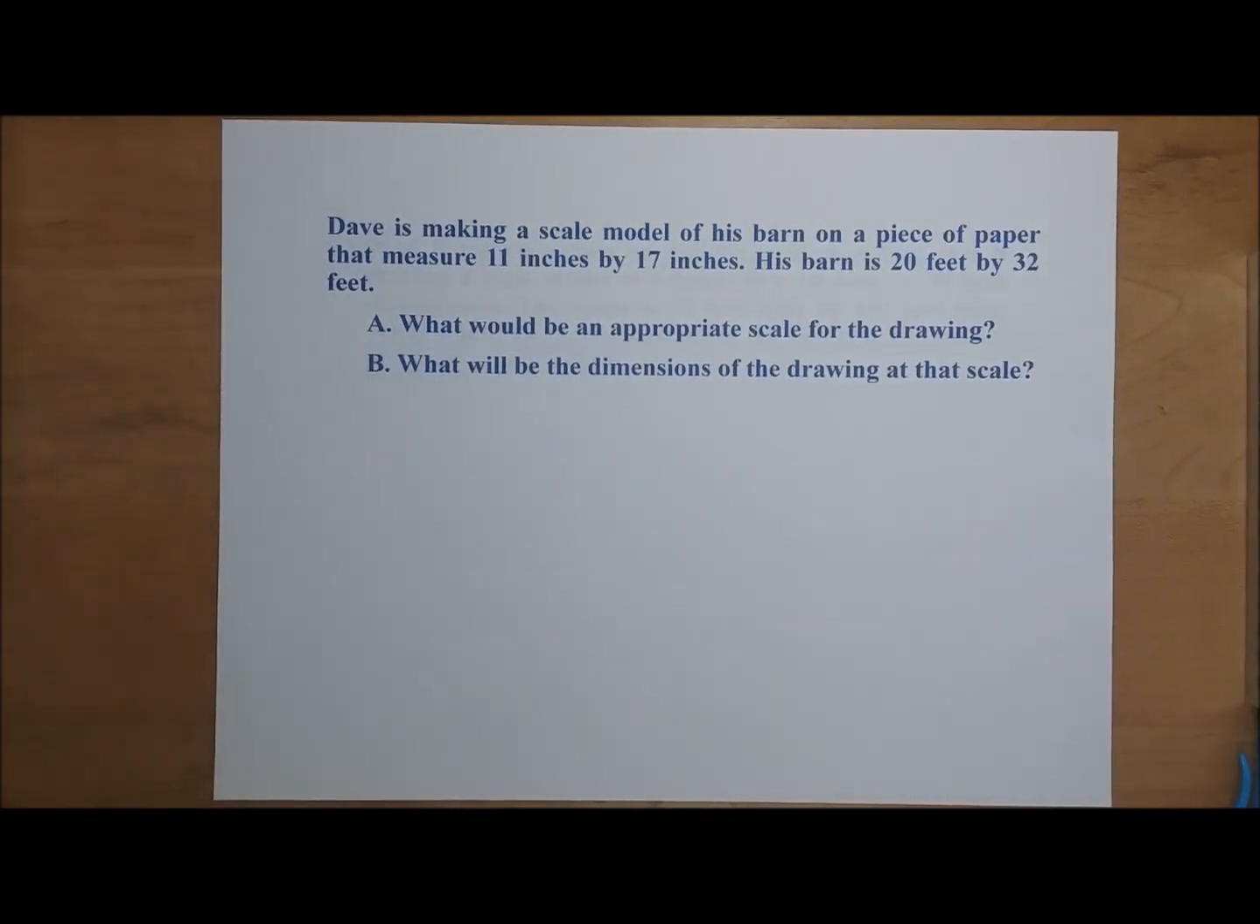Okay, what is Dave up to this time? Dave is making a scale model of his barn on a piece of paper that measures 11 inches by 17 inches. His barn is 20 feet by 32 feet. What would be an appropriate scale for the drawing?